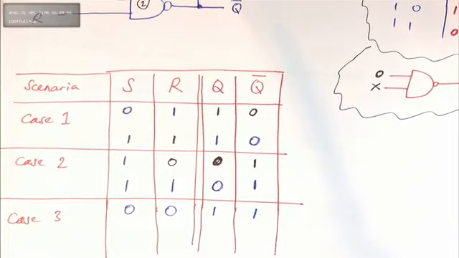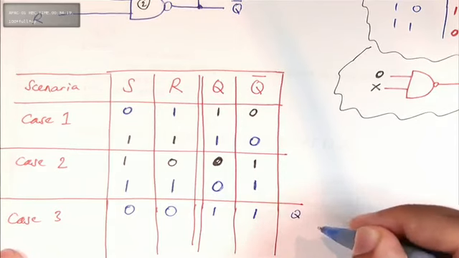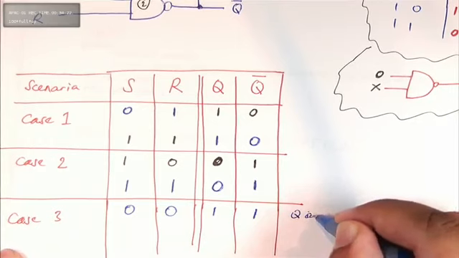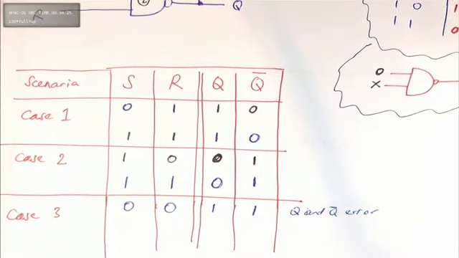Already we have one red flag. According to our design, we would have loved it. It should have been the case that Q is 1 and Q bar should be opposite. It should have been opposites, but already our design is starting to flop. The circuit design is not going, right? Q and Q bar, error. Okay, there's an error.